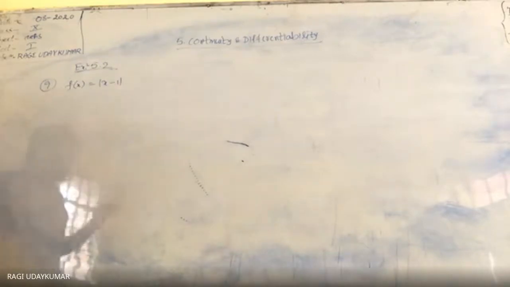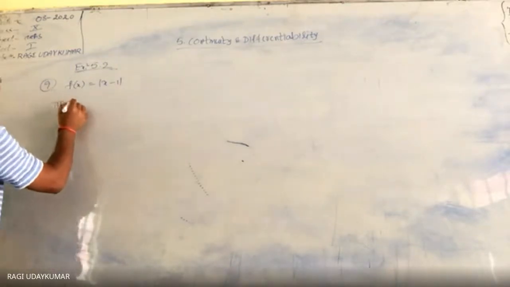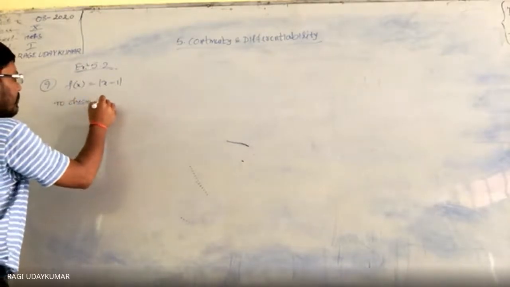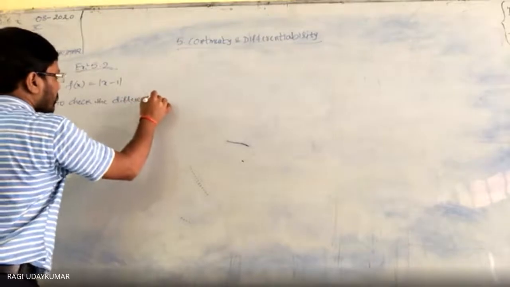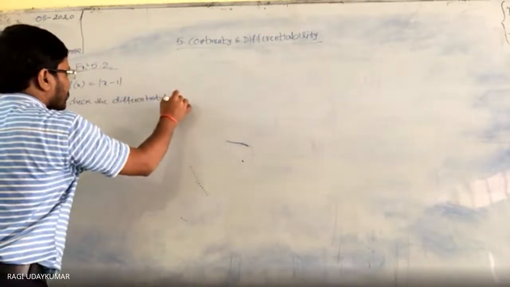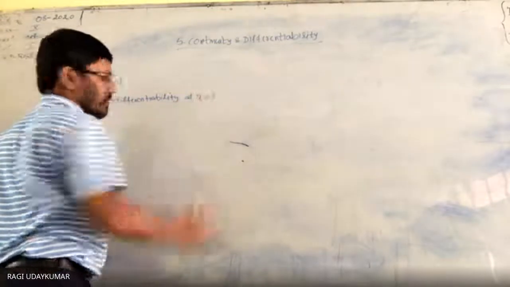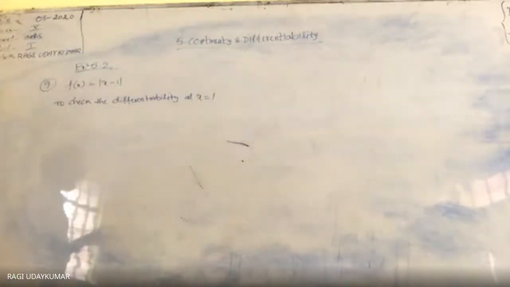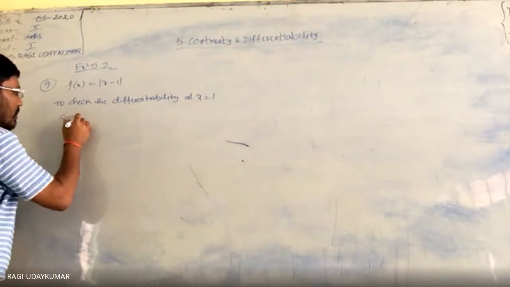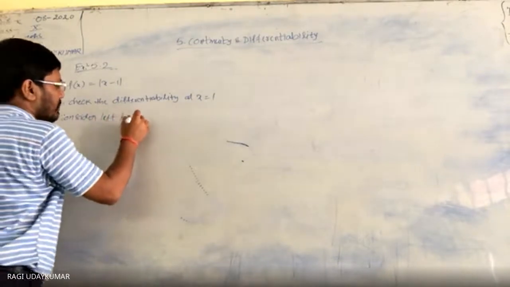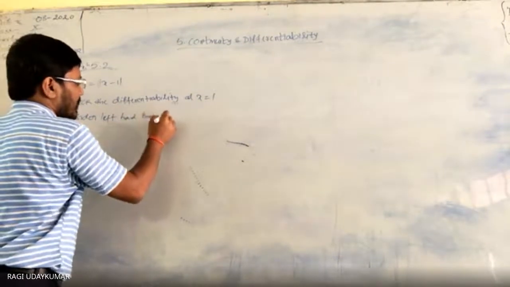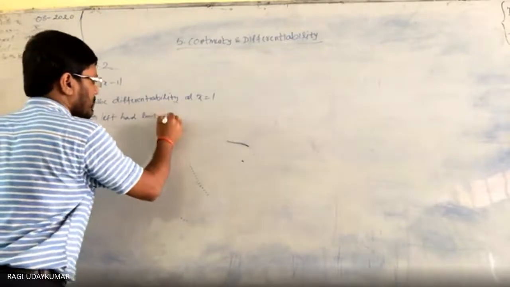So what do we have to do to check the differentiability at x equals 1? First, let us check the left hand limit. Consider the left hand limit derivative at x equals 1.